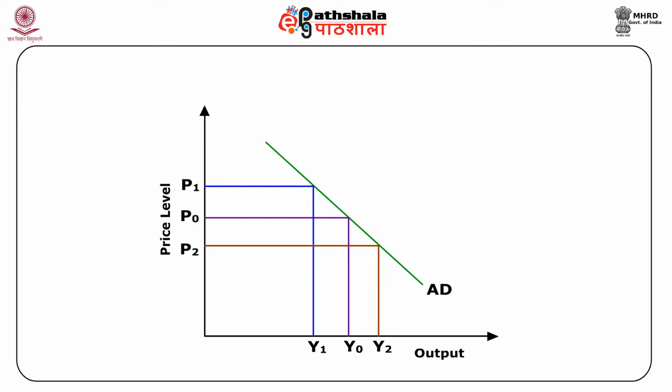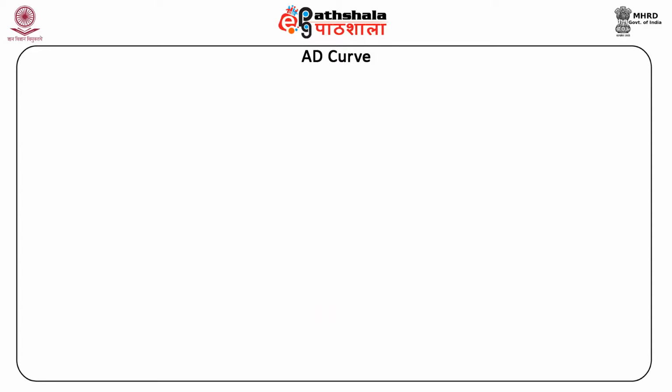Note, along the AD curve, for each price level, the corresponding level of output represents a point of short-run equilibrium, that is, equilibrium in the goods and money markets. Also, note that for each price level along the AD curve, there is an associated rate of interest at which the goods and money markets are in equilibrium. Now you should clearly see the reason why the AD curve is downward sloping.